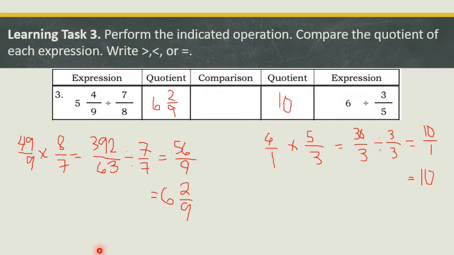So, ano pang mas malaki? Lagi natin titingnan lang muna yung whole number. So, 6 or 10. So, mas malaki yung 10.